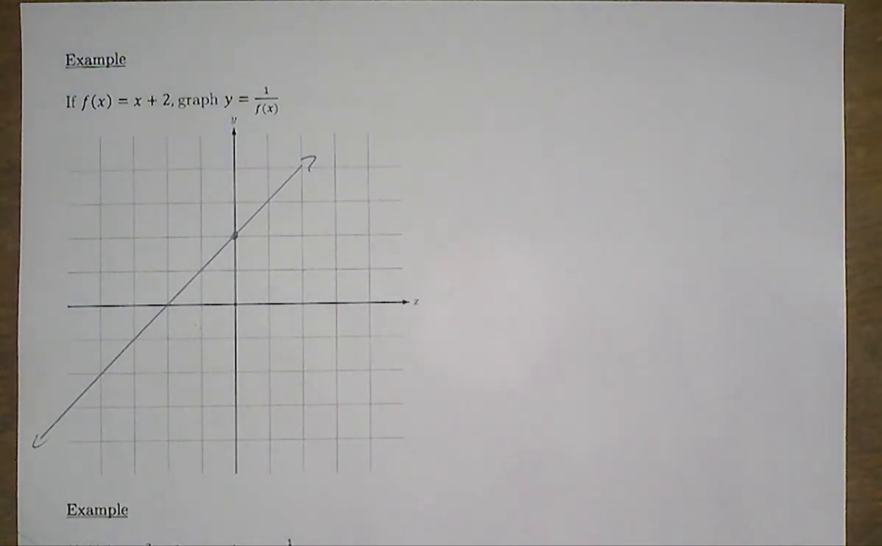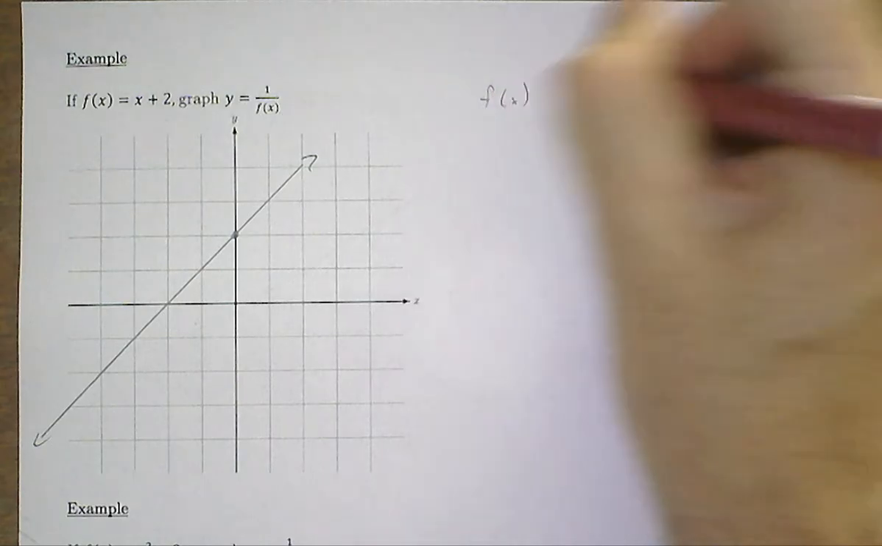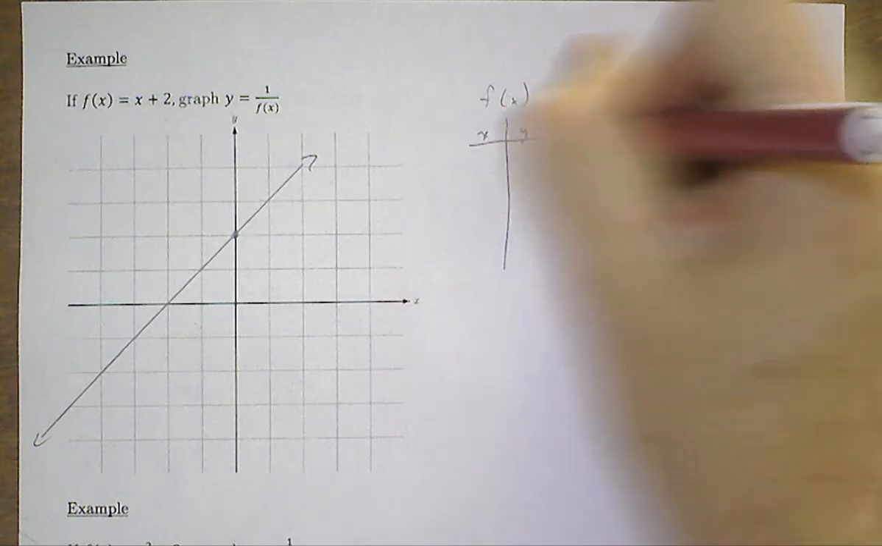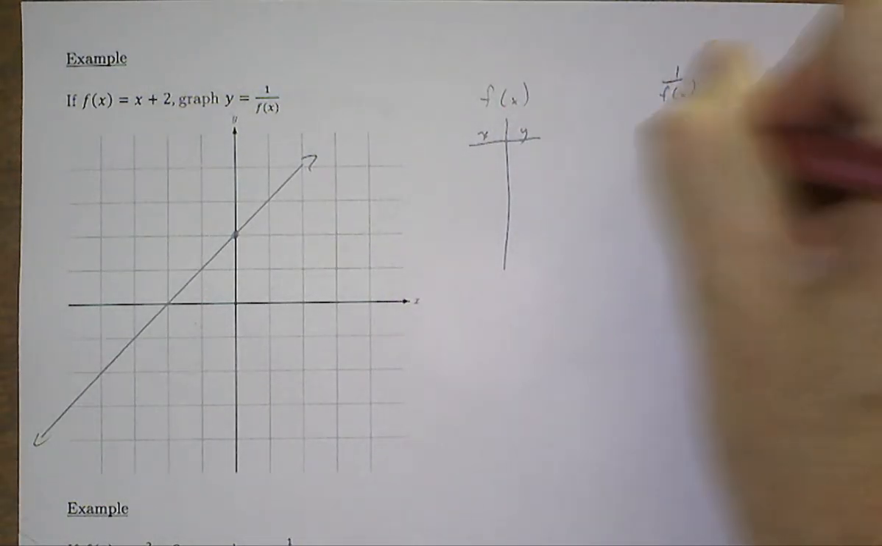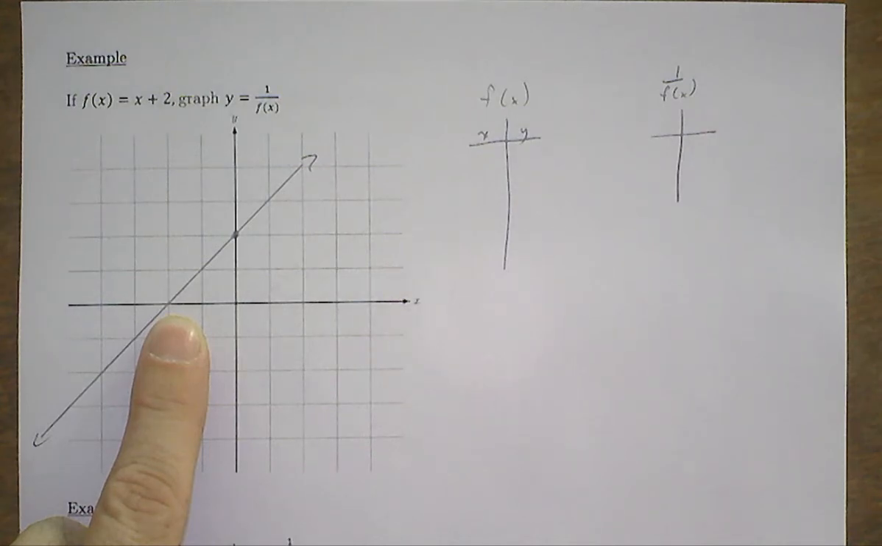There's my graph of f of x. Maybe just as we get started, I'm going to create a table of values for f of x, and a table of values of the reciprocal function. Now, I've stated also that we're going to have a vertical asymptote whenever we have an x-intercept. Another way of saying that is I'm going to have a vertical asymptote for my reciprocal function when f of x is equal to 0.